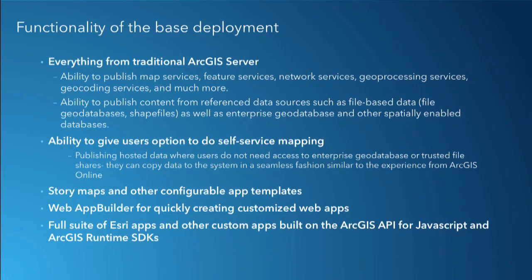So what can I do once I have the base deployment in place? Well, first of all, you can do everything that traditional ArcGIS Server did. No functionality has gone away. So you can publish your map services, feature services, and all those things. You can publish your content from reference data sources, meaning you don't have to copy the data to us. You can point us to where it is in place, whether that's an enterprise geodatabase or a file-based data source, like a file geodatabase or shapefiles.